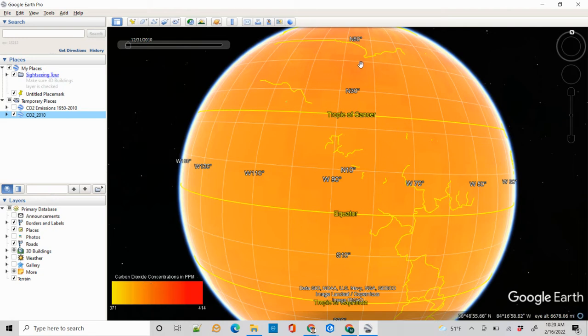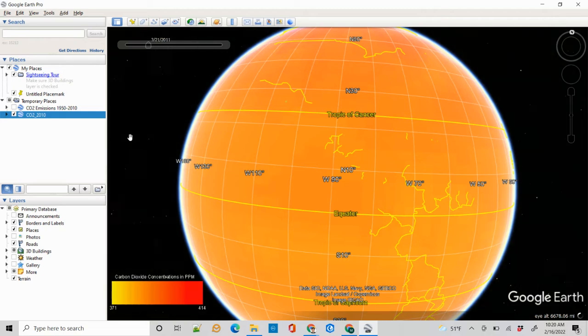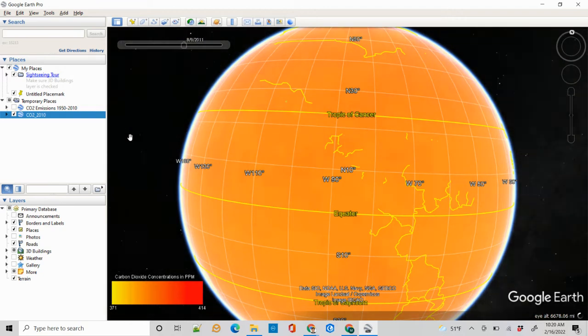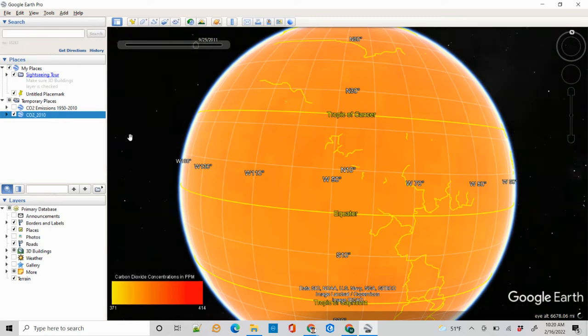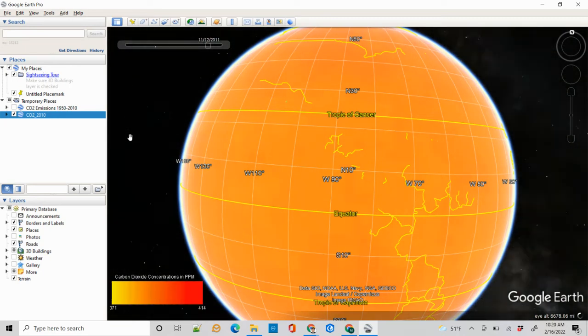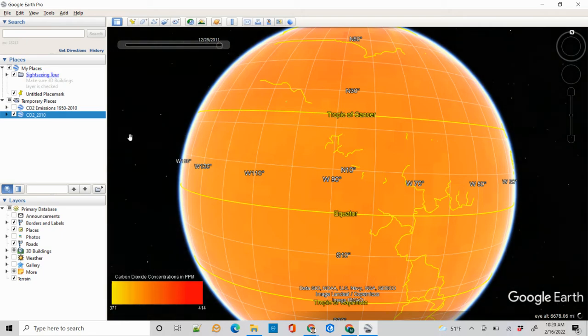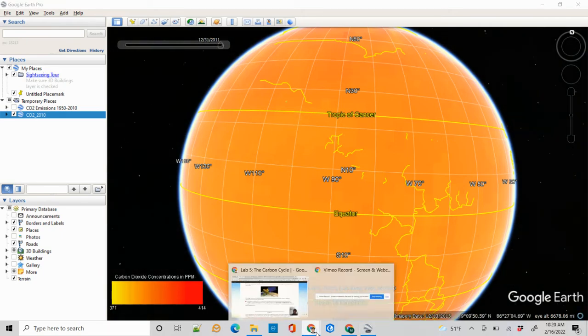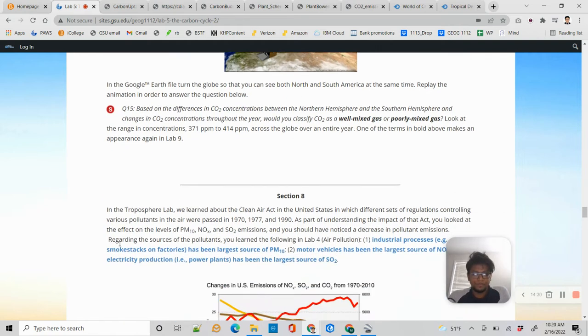From this diagram you see carbon dioxide is not concentrated in one particular area. It's been spread out. Even if you play the animation here, you can see the change in color, but the change is uniform. It's getting more orange or more red, but whenever the change is happening, the change is uniform. That means carbon dioxide is evenly distributed. You can answer the question if carbon dioxide is a well mixed gas or poorly mixed gas.